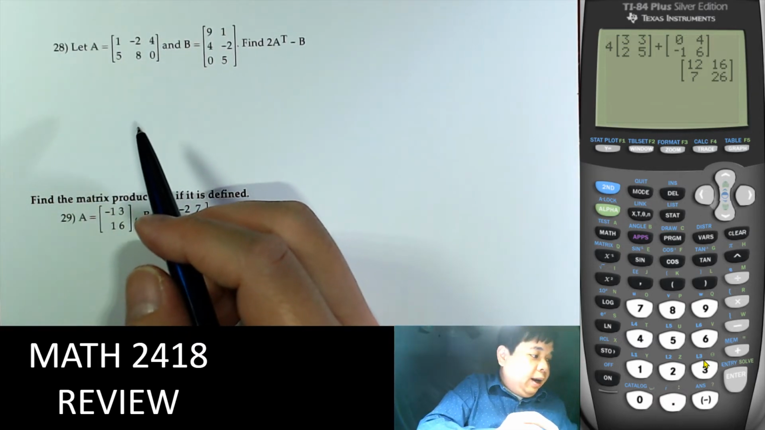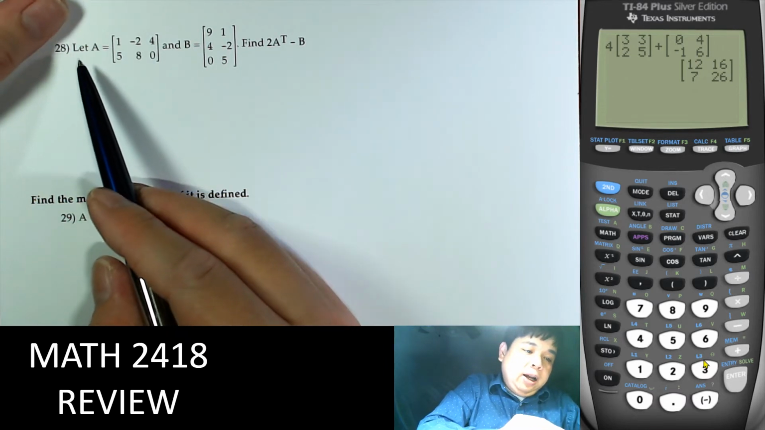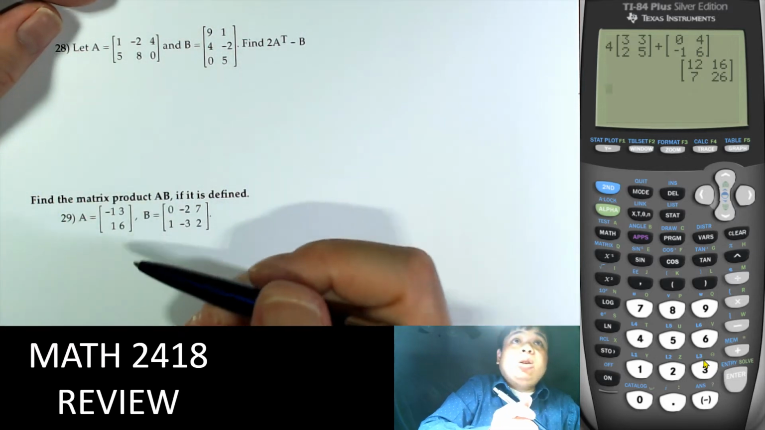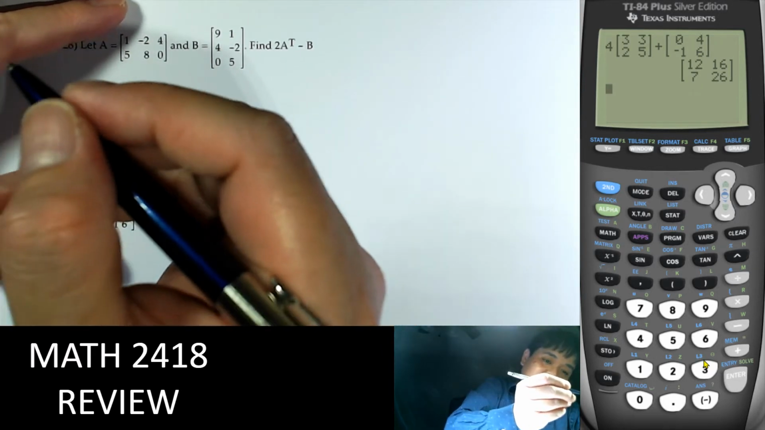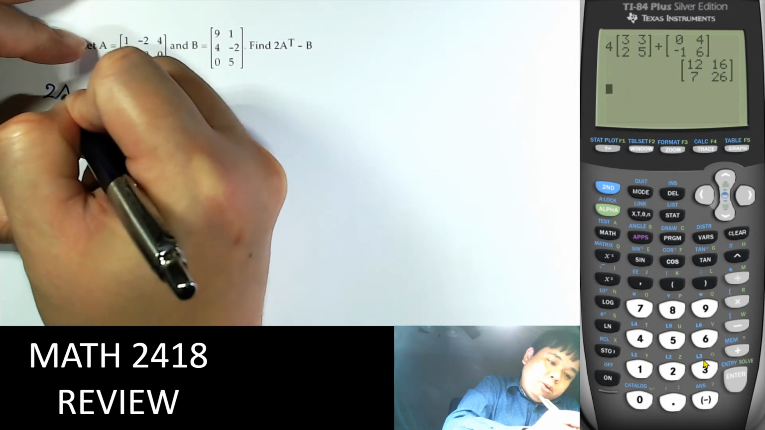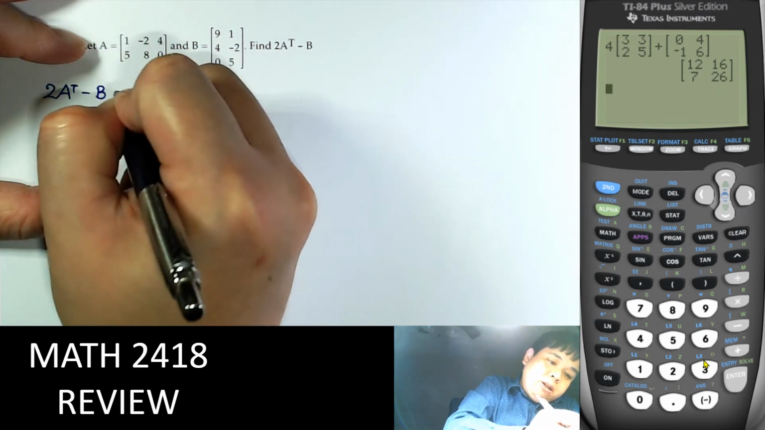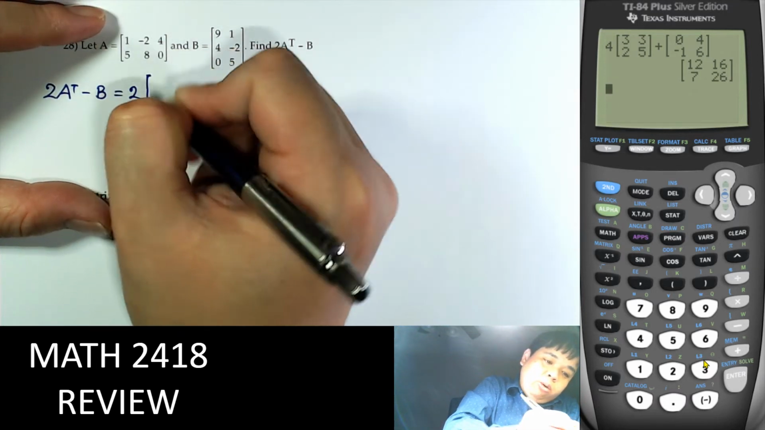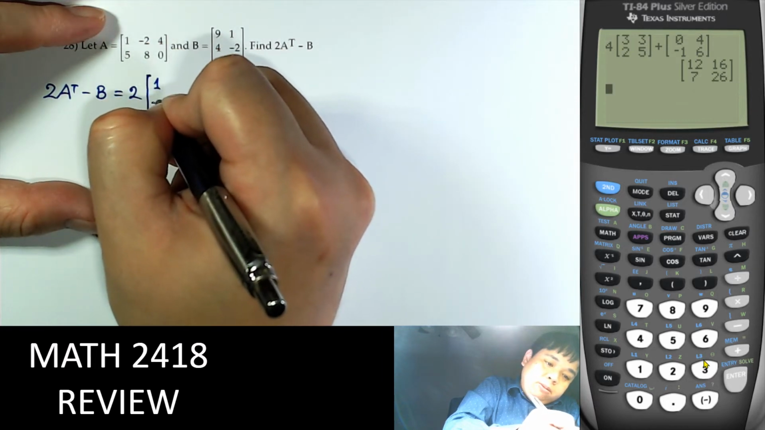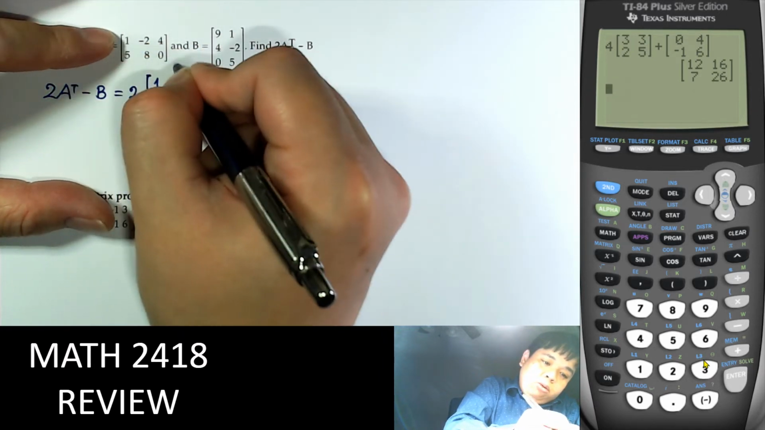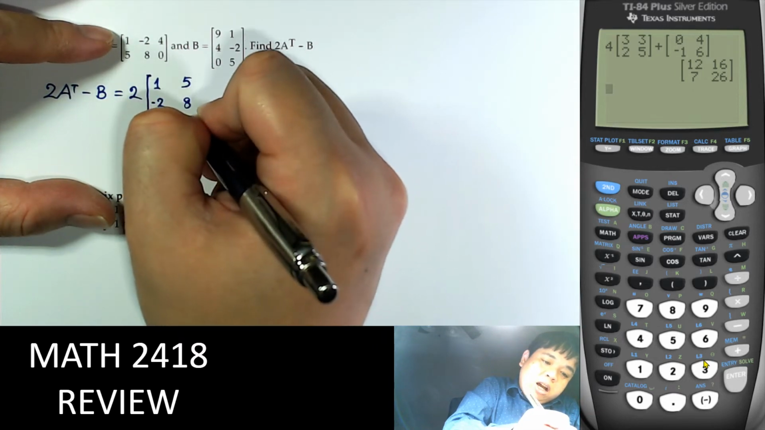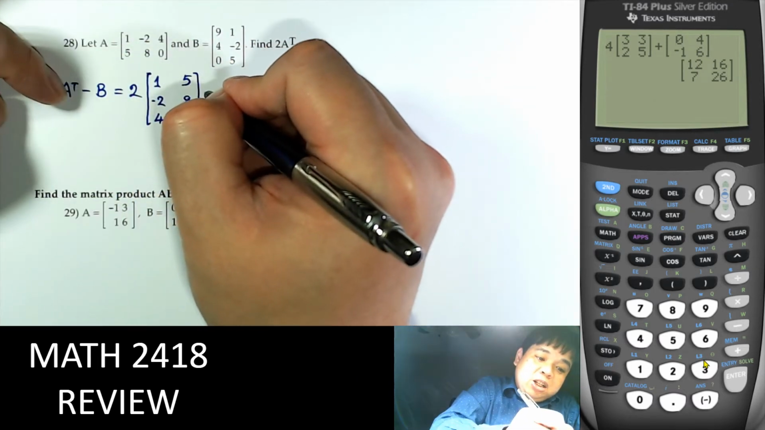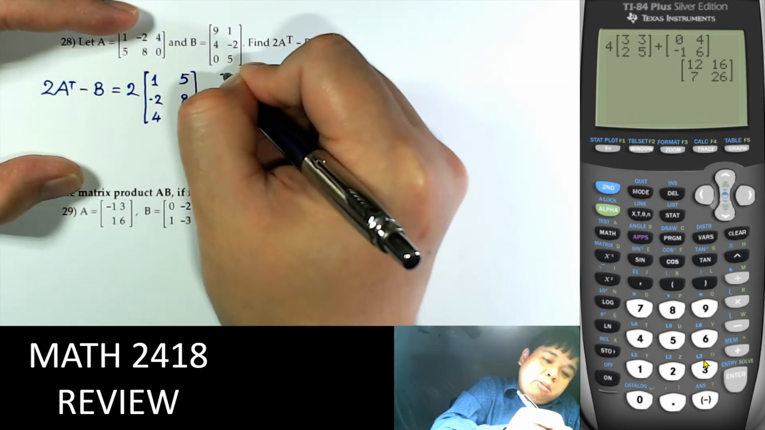Right, now find 2 times A transpose minus B, so that should be easy. So first, the A transpose, we turn this row into a column, and this row into a column. So we turn it sideways. Row becomes column, row becomes column. So that is 2 times that, and then minus the matrix B.